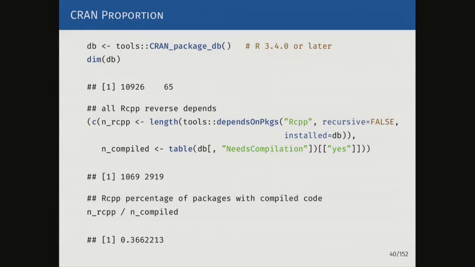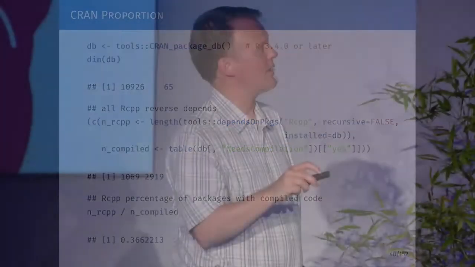So currently, again, this is from a couple of days ago, so now we're maybe at 10,950 or something. But with R 3.4 and later, there's a new helper function, CRAN_package_db, which returns one really chunky data frame, 65 columns. That data frame contains every mandatory field in the DESCRIPTION file, and its contents, as well as a couple of computed and parsed things.